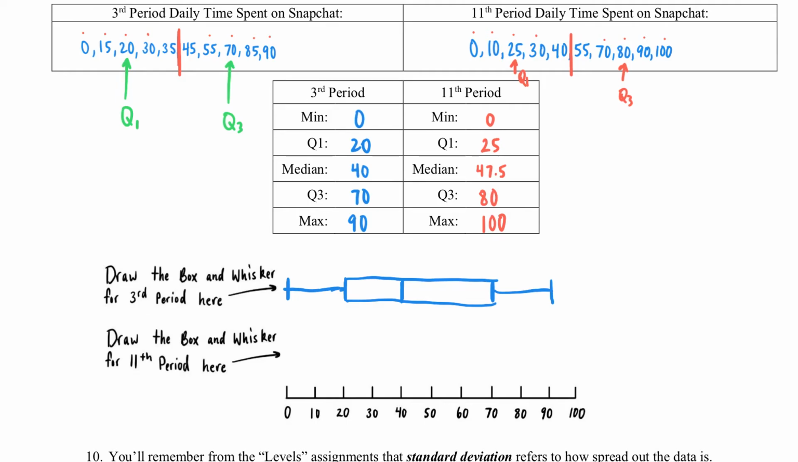That's third period. 11th period is going to be min at 0. Q1 at 25. Median at 47.5, so that's probably about right there. Q3 is at 80, and then the max is 100. So we're going to extend our box here, and we get that, all right?